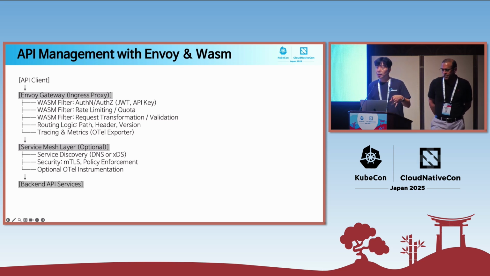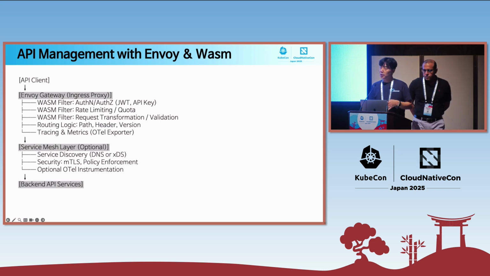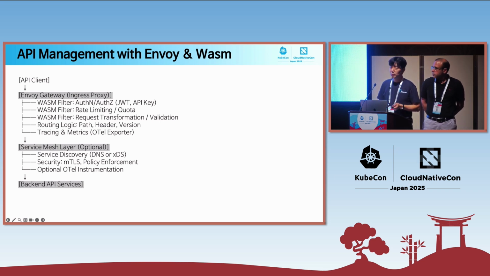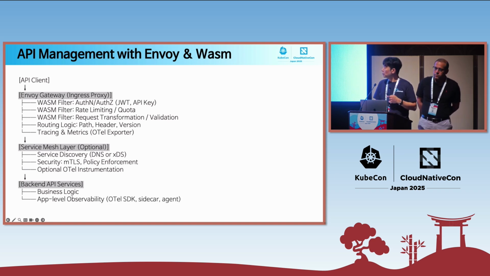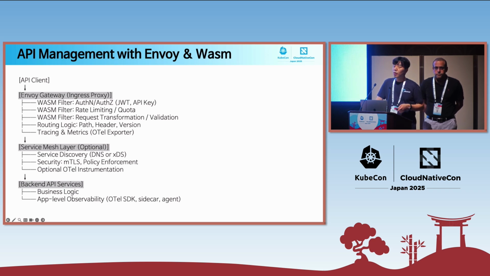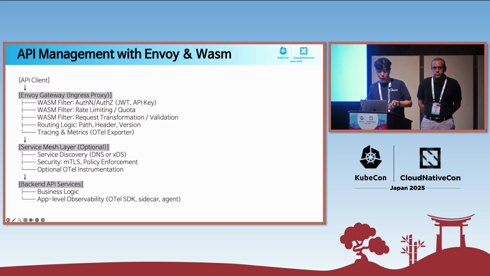Finally, the authenticated API traffic will go to the backend API service running on your Kubernetes, and they have the business logic there. And also, we can have the OTel observability here once again, utilizing the OTel SDK or sidecar monitoring agent. You can have other third-party monitoring tools or observability tools here.